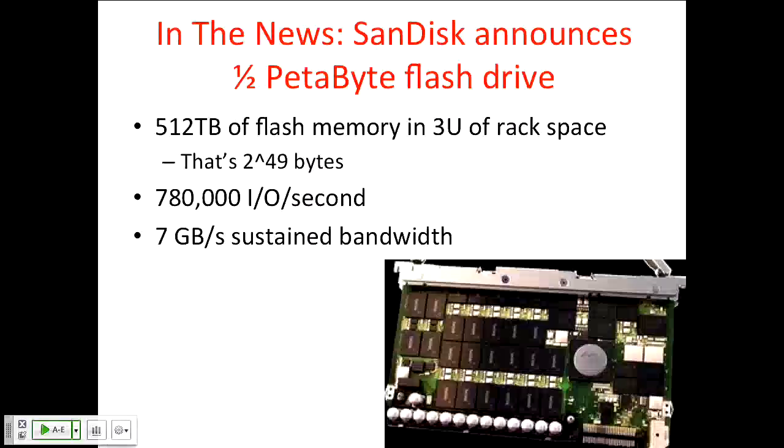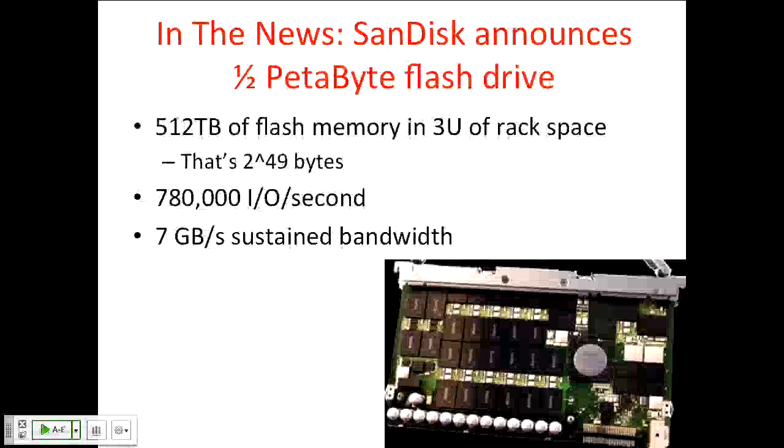Okay, so in the news, so you think you had a big flash drive in your laptop. SanDisk just announced a 0.5 petabyte flash drive. 0.5 petabyte, right? That's 512 terabytes of flash in a disk, right? Now, this is a pretty big disk. It's a 3U rack thing. It's about this big, so it won't fit in your laptop. But this is much, much denser than even disk drives in that amount of space, like 512 terabytes of solid-state memory in a 3U rack space. And it can sustain 7 gigabytes a second of bandwidth out of this array. So this is like an enterprise class disk array for data centers, right?